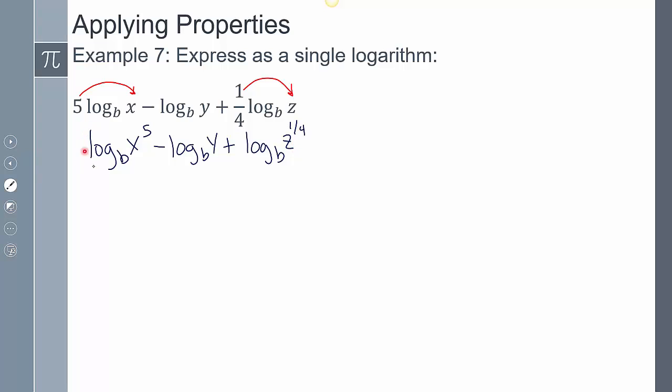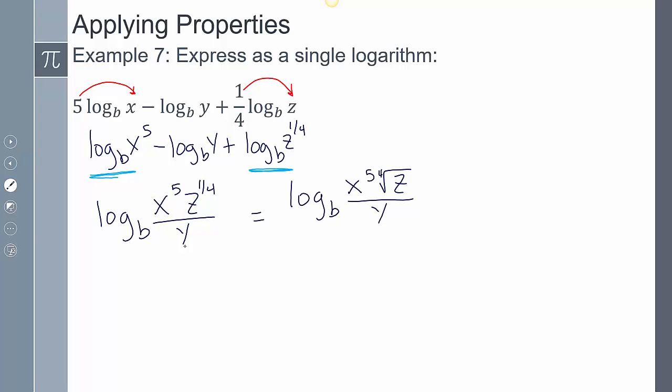Now, positive goes in the numerator. Negative will go into the denominator. So I can say log base b of x to the 5th, z to the 1/4, because they're both positive, so that's why I put those in the numerator. This was negative, so that's why I put that in the denominator. And so I can rewrite this z to the 1/4 as the 4th root of z, and so that's going to be my answer.